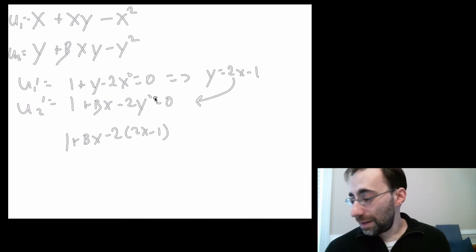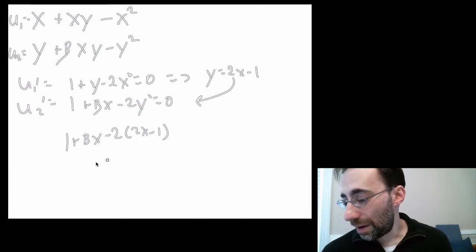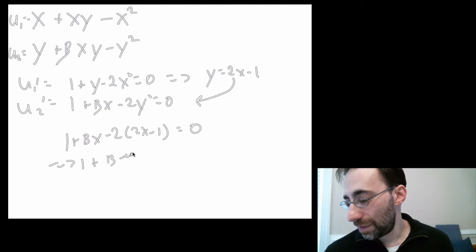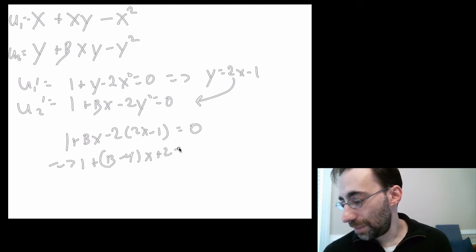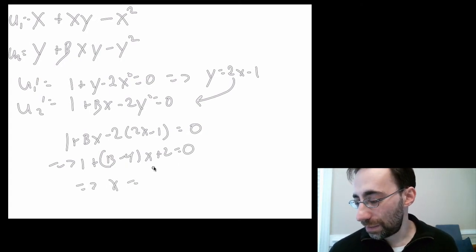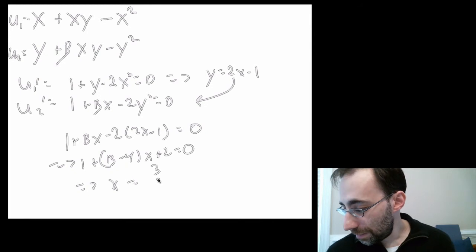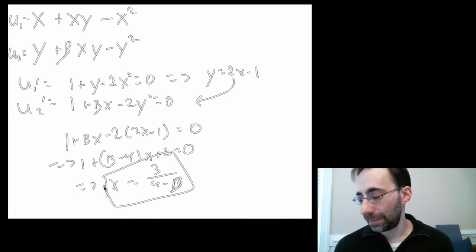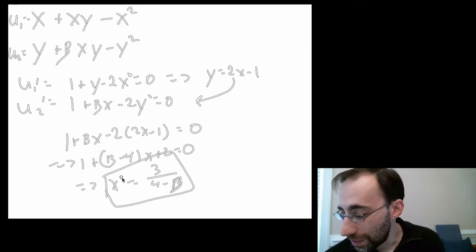So we get that. Now we can add it all up, and this equals 0. We get that 1 plus beta minus 4x plus 2 equals 0, or x equals 3 over 4 minus beta. And there is x. Sorry, x star.